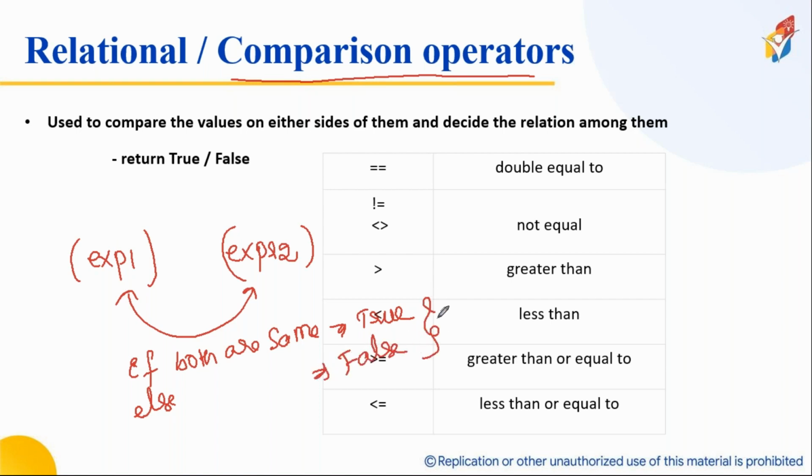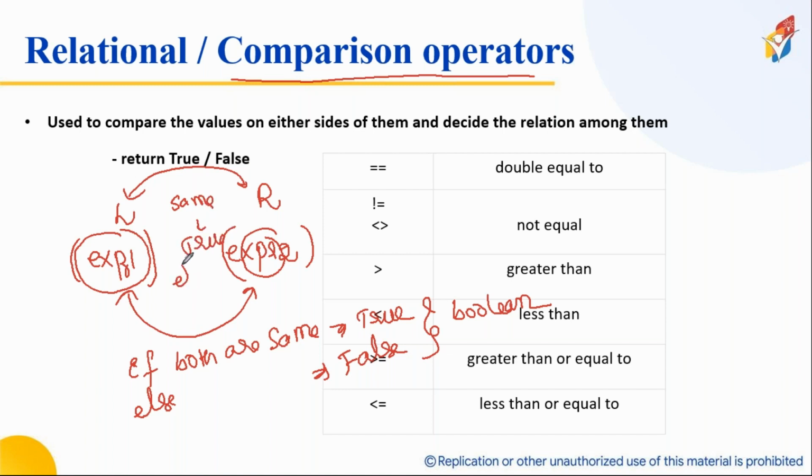True and false are called boolean in Python. Is it okay? I hope this point is clear for everyone. Here I am taking expression one on the left side and expression two on the right side. I want to compare both. If they are the same, I want to print true. If they are not the same, I want to print false. This is about relational operations, also called comparison operations.